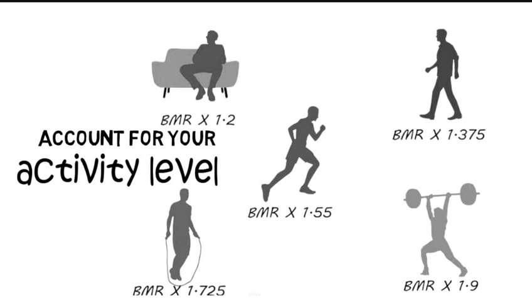If you are moderately active, moderate exercise/sports 3 to 5 days/week, BMR x 1.55. If you are very active, hard exercise/sports 6 to 7 days a week, BMR x 1.725. If you are extra active, very hard exercise/sports and physical job or 2x training, BMR x 1.9.